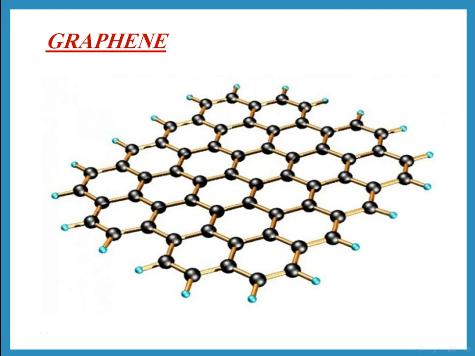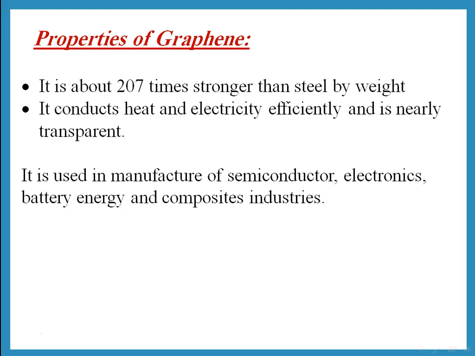So remember that graphite is made up of many layers, but graphene is just one layer of graphite. So it is about 207 times stronger than steel, so it is very, very strong. It conducts heat and electricity because it's like graphite, and is nearly transparent, so this makes it useful in manufacture of things like semiconductors, electronics, battery engines, composites of industries, places where you need conduction of electricity and something that is strong and nearly transparent.